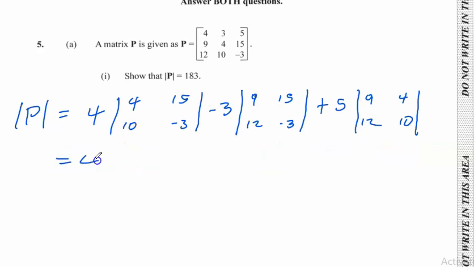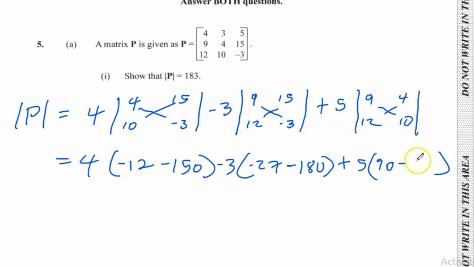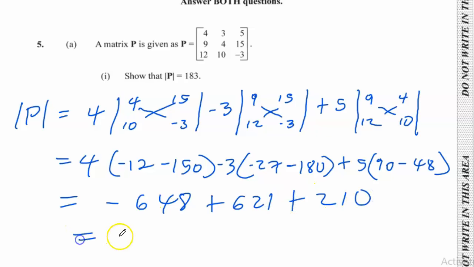So this is equal to 4 into our cross multiply and subtract. So minus 12, and then 10 times 15, that's minus 150. Minus 3, cross multiply and subtract, so that's minus 27. And what's 12 times 15? We get minus 180 plus 5. Cross multiply and subtract, 9 times 10 is 90. Take away 4 12s. That's 48. So we can do this. So this is minus 648. This is 621 plus 210. Calculator can do all of this in one go. All right. So this should be 183. So we just show what we're supposed to show.